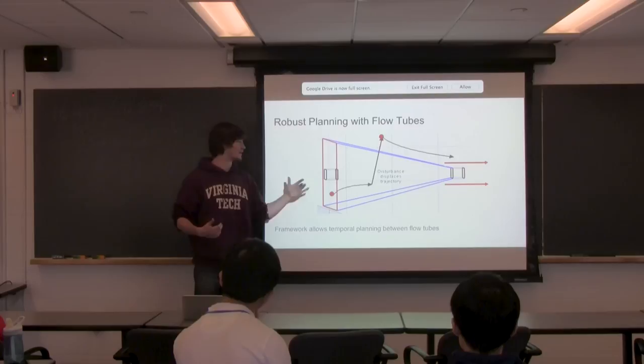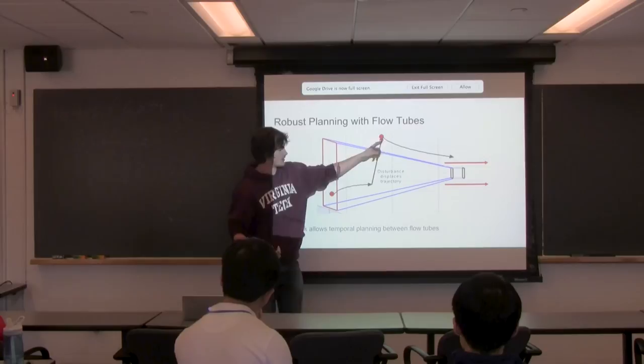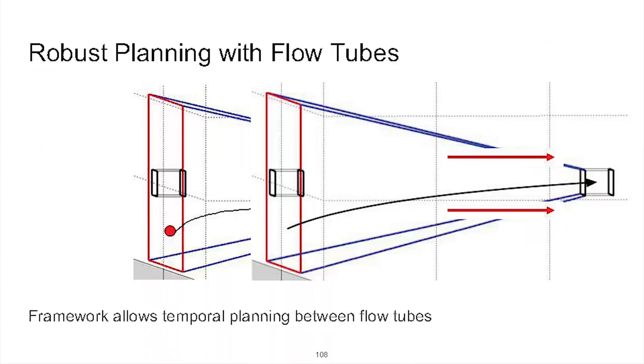And then when you move the goal time, the whole funnel shifts, because now you can be over here, and you don't care about getting here at this time. You can get here at this time now. So then you move over, and now where you were, you can get back into it, because you're now inside the flow tube again.